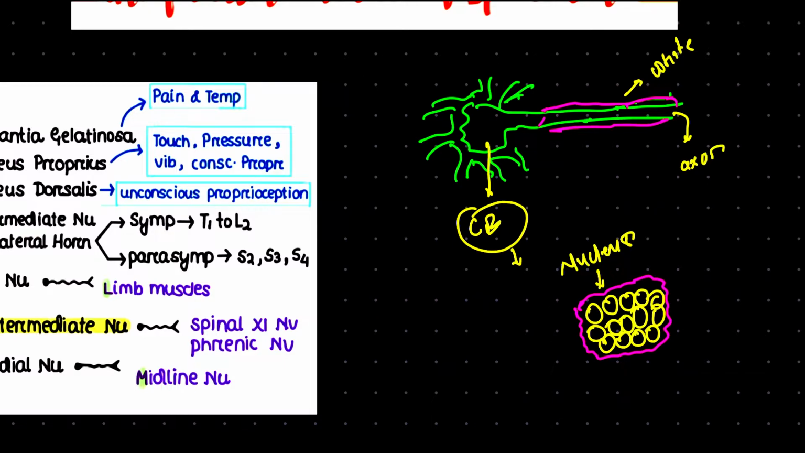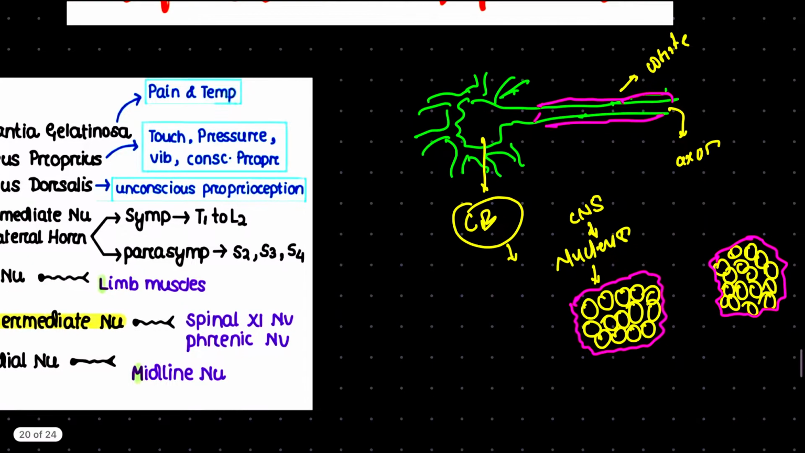the CNS, brain and spinal cord. If the same collection of cell bodies is found in a region of the PNS, the peripheral nervous system, then we will not call it nucleus. We will call it ganglion, in the PNS.